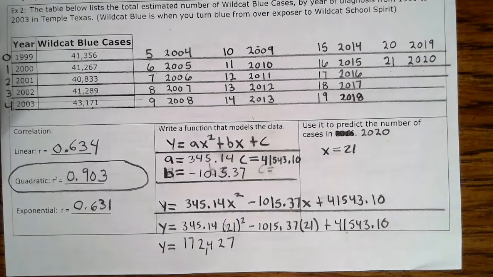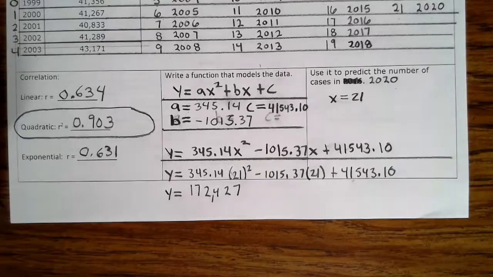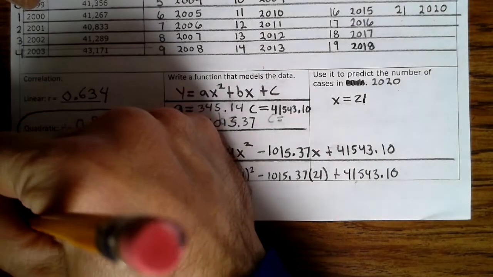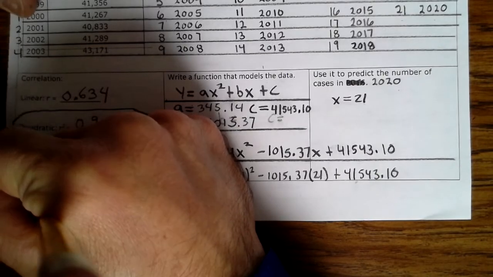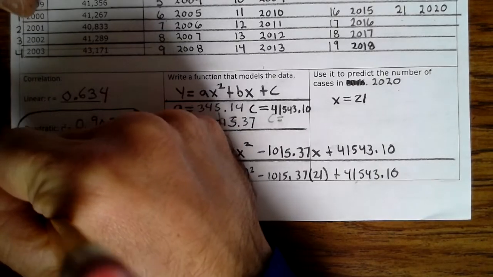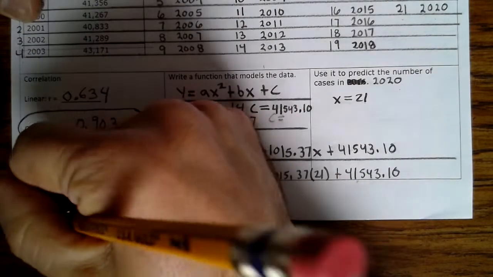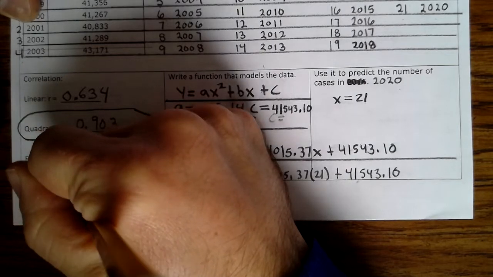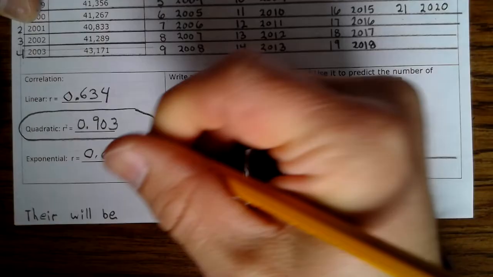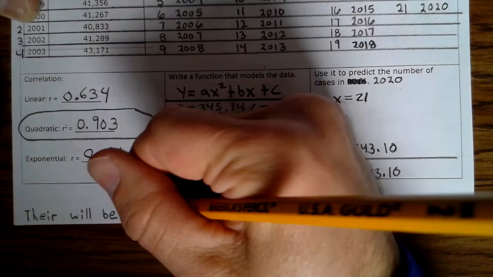Okay, so you want to conclude with a statement. So you would say that there will be 172,427 blue cases in 2020.